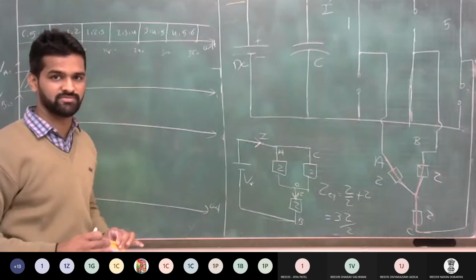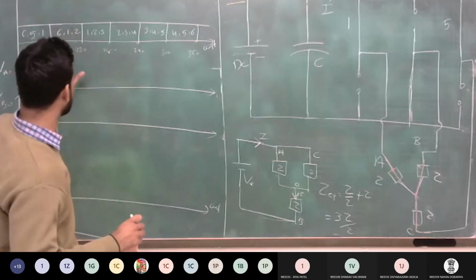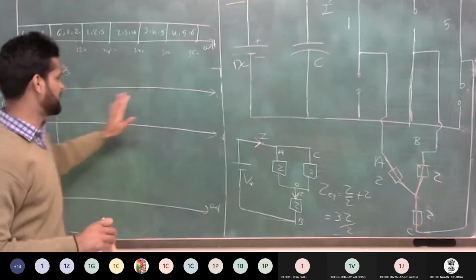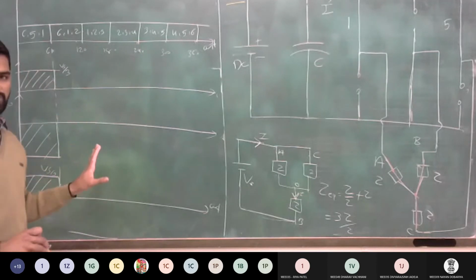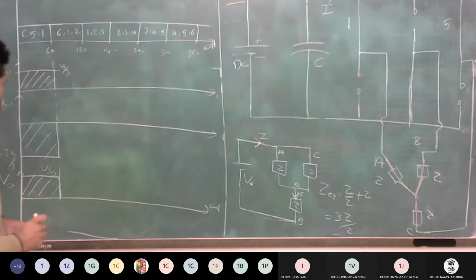Is there any doubt? In the next lecture we will calculate for the remaining steps, and after drawing all the phase voltages, we will draw the line to line voltages. Clear, all of you? Is there any doubt? Anyone? No, sir. Okay. So please quickly draw this waveform.